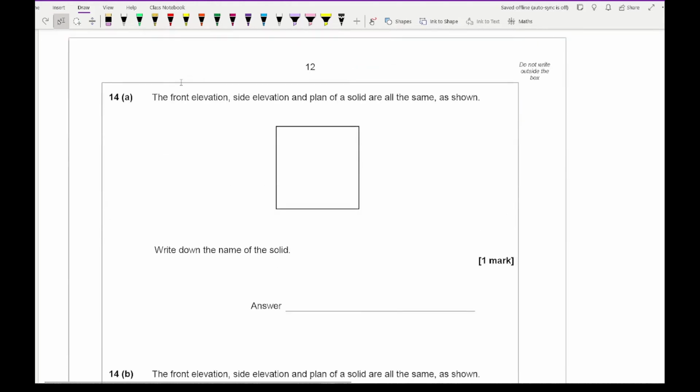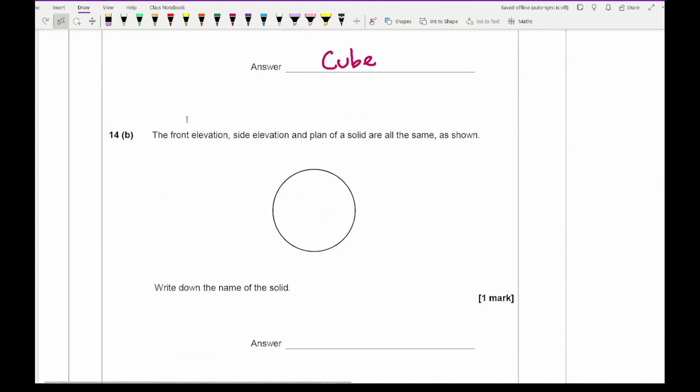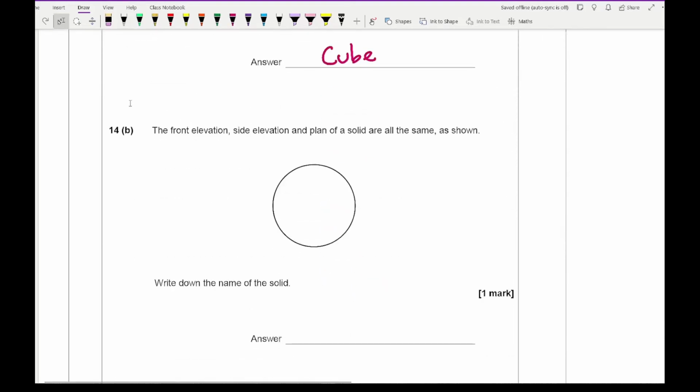Now for question 14a, it says the front elevation, side elevation and plan view of a solid are all the same as shown. Write down the name of the solid. Well, if all the views are going to be the same, then this is going to represent a cube. Now the next part, 14b, says the front elevation, side elevation and the plan view of a solid are the same as shown. So it's a circle. What's the shape going to be? Well, that's just simply going to be a sphere.